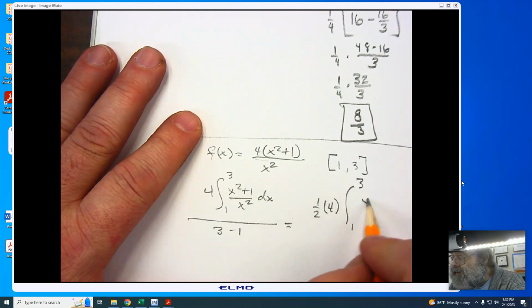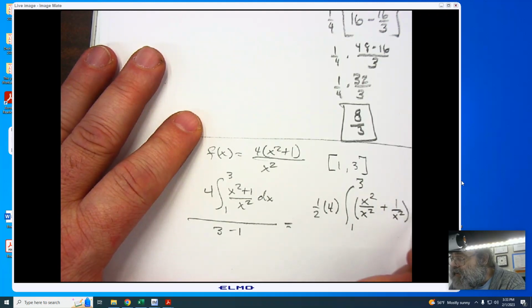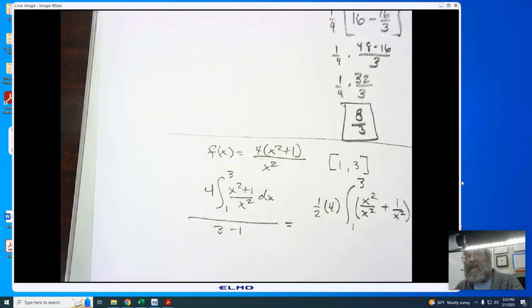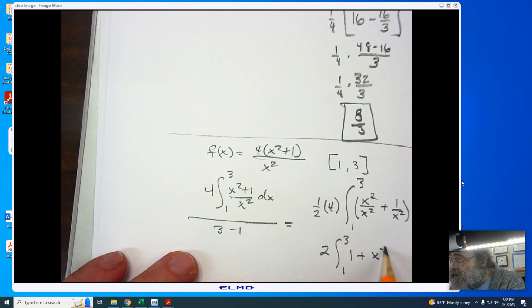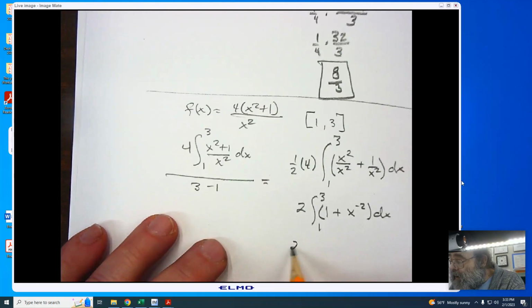And I'm going to write this as x squared over x squared plus 1 over x squared. This is separating into 2 fractions. This is a little bit easier than doing long division, and something that I would prefer to do instead. So I then have 2 integration 1 to 3 of 1 plus x to the minus 2nd power dx, and I'm now going to integrate.